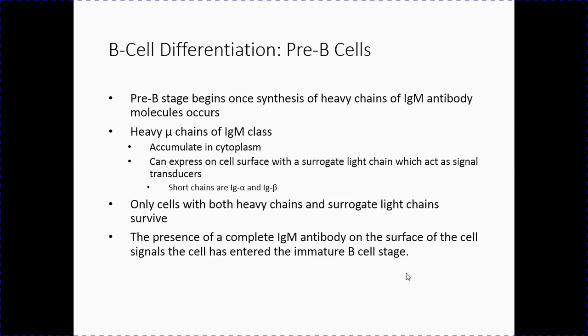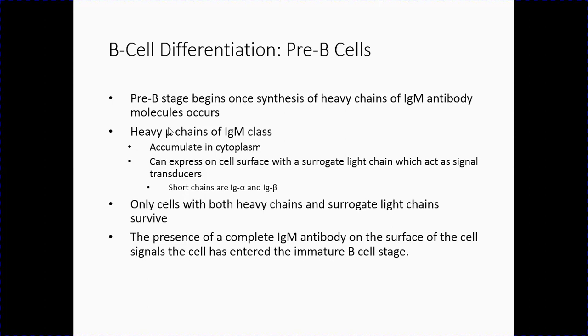Oops, here we go. The mu chains, the heavy mu chains, this stands for mu chain, is going to be the actual heavy chain that develops into an IgM class antibody. There are 5 classes of antibodies. The first one to develop is IgM, and that's going to be the hallmark at this point that we see.